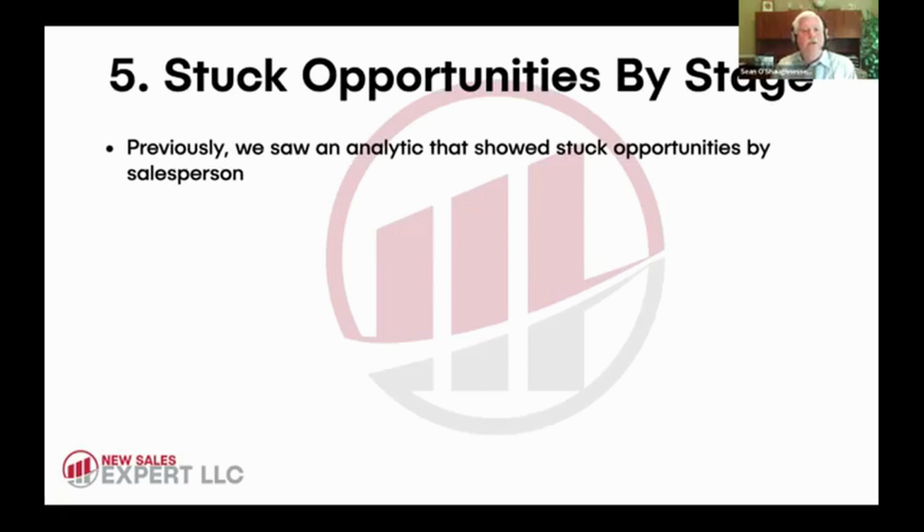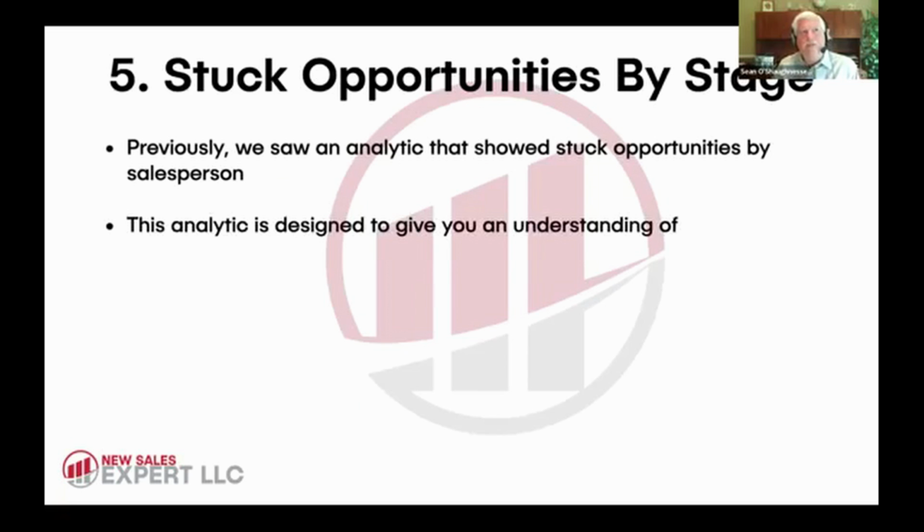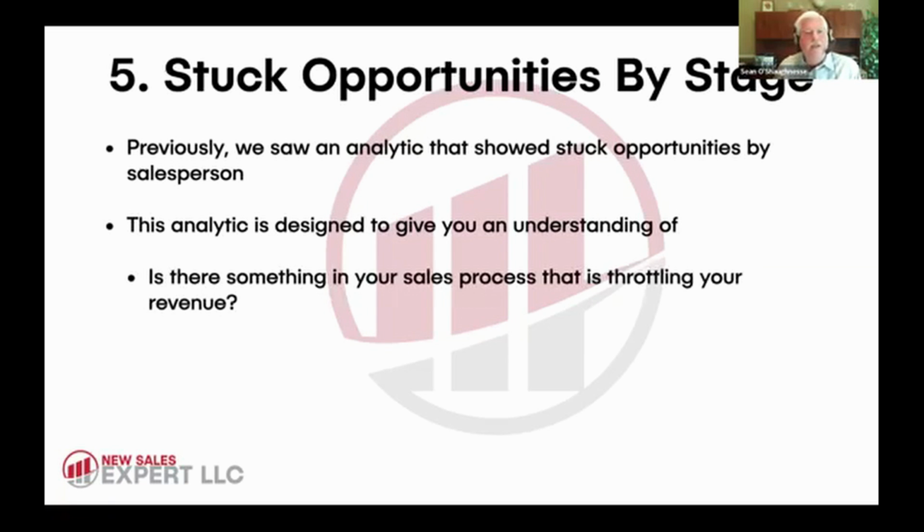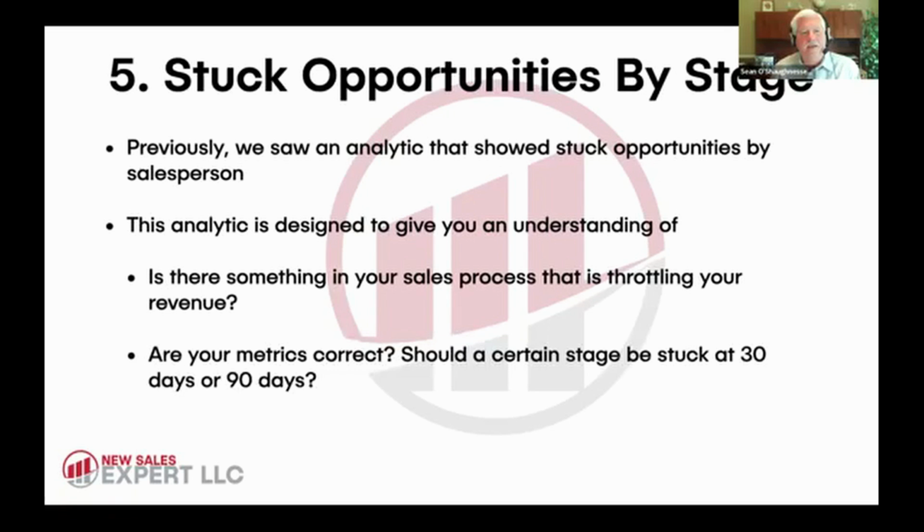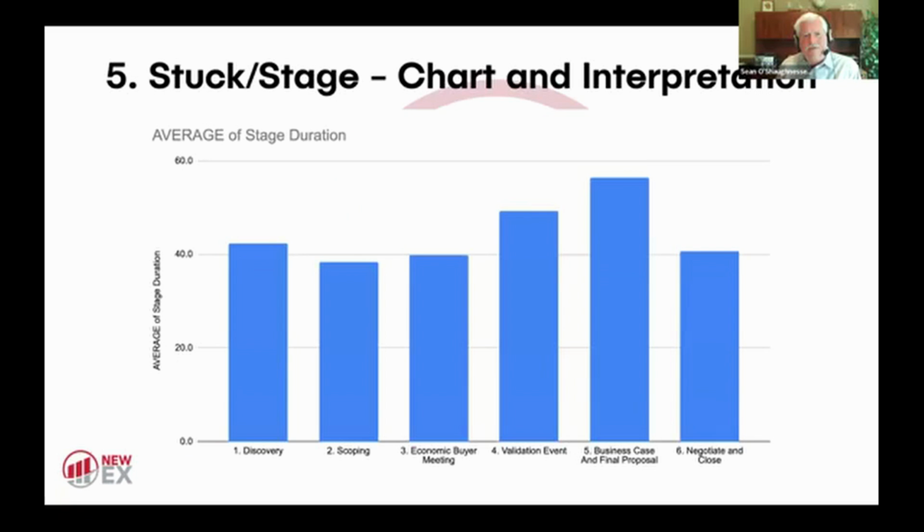Previously, we saw an analytic that showed the stuck opportunities by salesperson, right? That'll give you some indication of whether the salesperson is good at that. This analytic is giving you an understanding of, is there something in your sales process that is throttling? I started to ask those questions last analytic, but now I'm looking at this next analytic and I'm saying, okay, is this a problem? Also, should we change it so that stuck opportunities start to be looked at at 30 days or 90 days or 45 days? What's the right number for your business specifically?